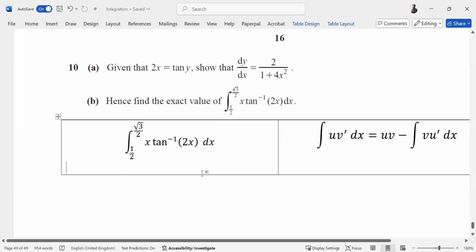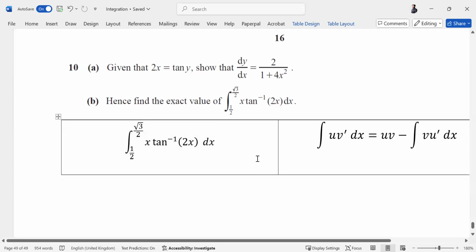Okay, so let's try to integrate this x tan inverse of 2x. In part A, we already did the differentiation. 2x is tan y, so the derivative is dy by dx is 2 upon 1 plus x square. So in other words, the derivative of tan inverse of 2x is 2 upon 1 plus x square.